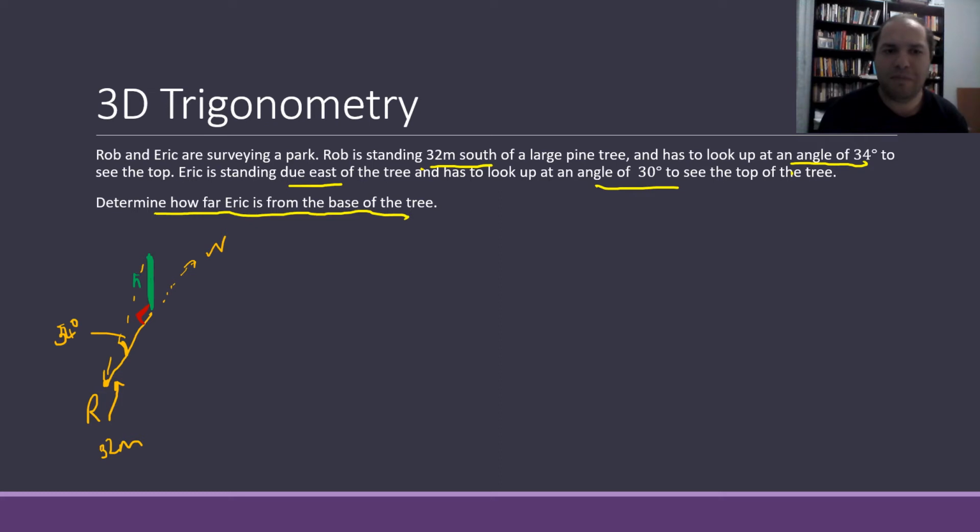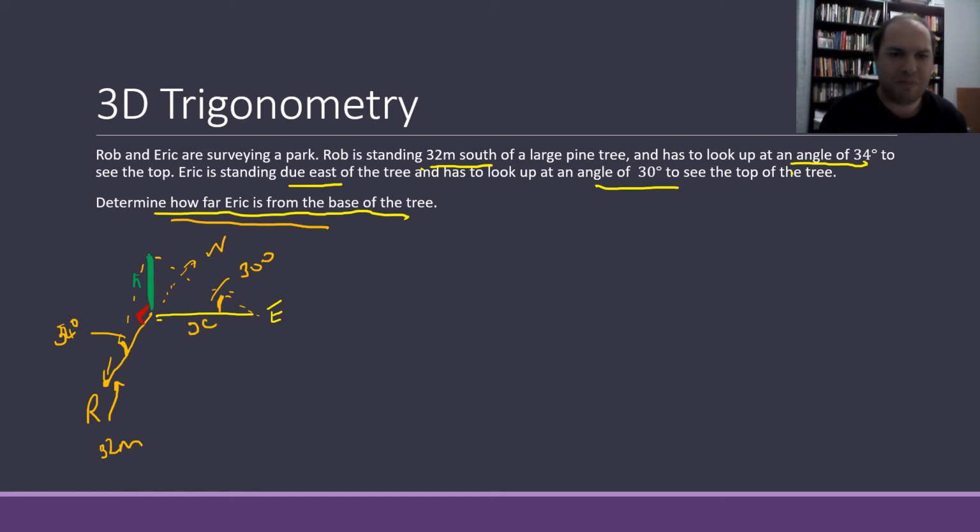And then for Eric, we know Eric is due east, so he's along here. Eric is east. It's nice that E can be for Eric and for east. And to the top of this tree, he's now looking up at an angle of 30 degrees. And his distance from the tree, we don't know. In fact, that's what we have to find. Eric's distance from the base of the tree is what we have to find. Let's just call that X.